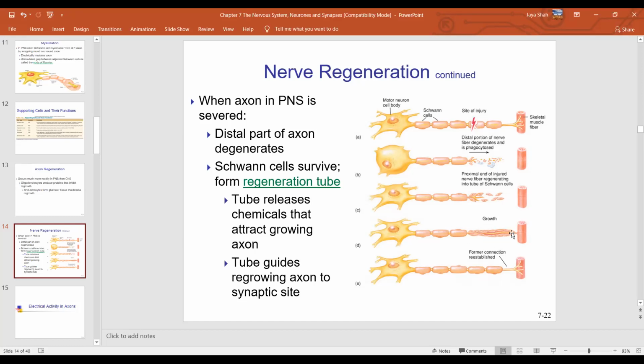Once the regeneration tube is formed, then slowly axons also start growing because the cell body makes phospholipid and glycolipid to make more plasma membrane and extend here as axons. And then ultimately it joins the muscle again, and that's why you get the muscle function again. At the beginning, your muscle will be weak, but later you will gain the whole strength of the muscle. Okay?